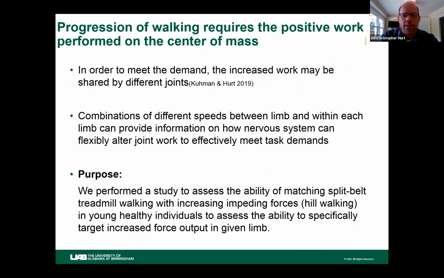Now, in order to meet the demands, the work may be shared differently amongst the joints of the lower extremity. And in fact, the nervous system of most individuals can flexibly alter the performance of joint work relative to task demands. However, it's unknown how the nervous system modifies motor output in a situation where speed and slope are altered simultaneously. So for this study, we wanted to assess the ability of matching split belt treadmill walking with increasing impeding forces, in this case hill walking, in young healthy individuals to assess the ability to specifically target increased force output at a given limb or joint.